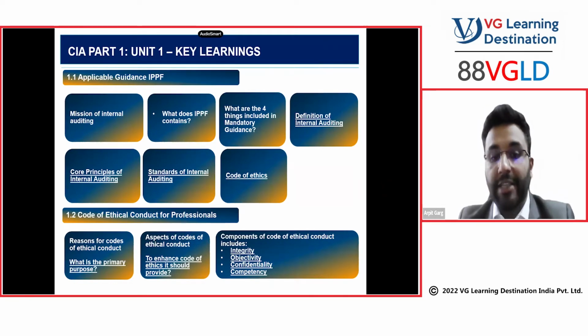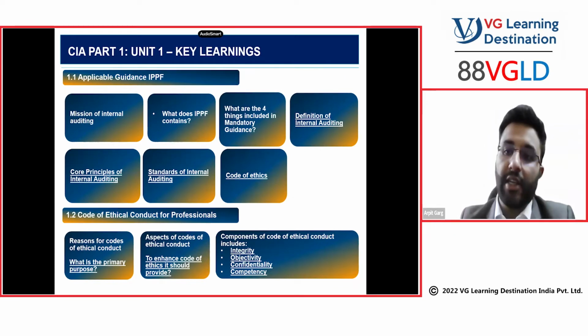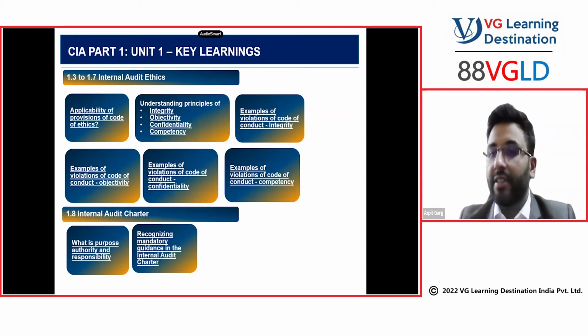Then the next would be aspects of the code of ethical conduct. To enhance the code of ethics, it should provide for what? So there's another keyword that says, to enhance the code of ethics, it should provide for a certain condition. What that condition is, is something that we are going to learn, and we have to remember it in the examination. After that, we are going to understand the components or elements of the code of ethical conduct, which include integrity, objectivity, confidentiality, and competency, which themselves become the next subunits 1.3 to 1.7, which cover applicability or provisions of the code of ethics.